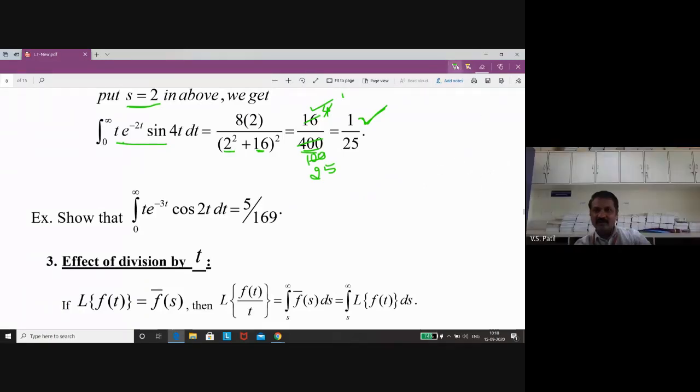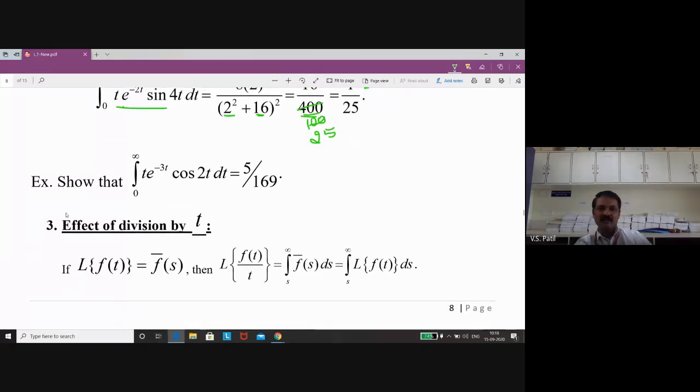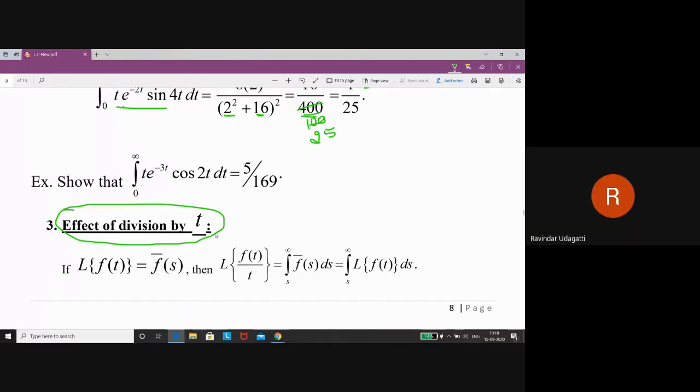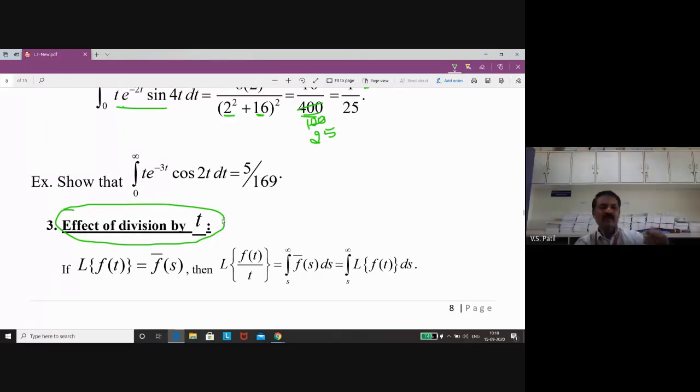Now I will ask you one question. I told you the effect of multiplication by t. Now the effect of that is t raised to n. Now the effect of division by t is not t raised to n. Now you tell me, multiplication and division are opposite to each other or not? Yes, sir.